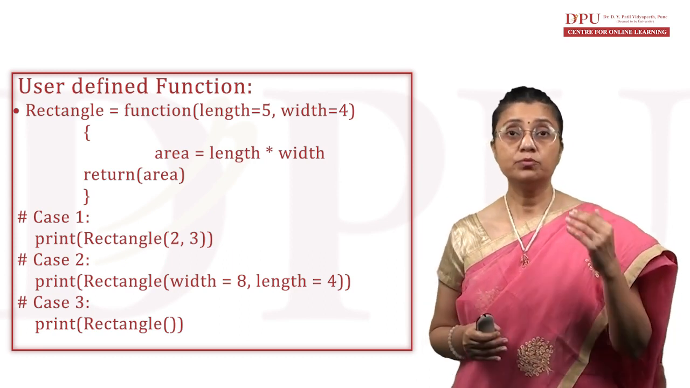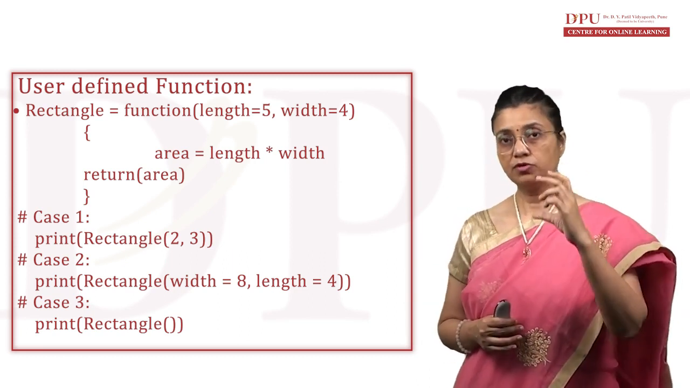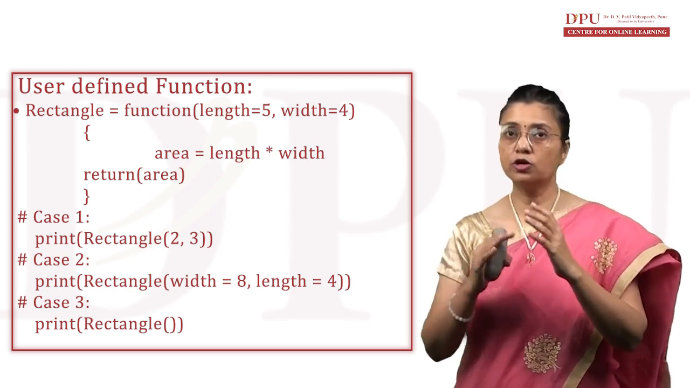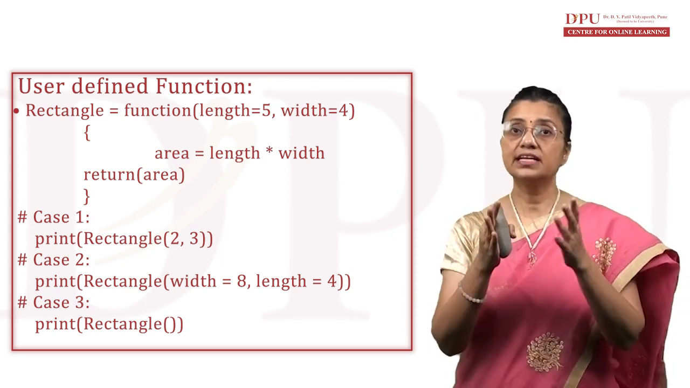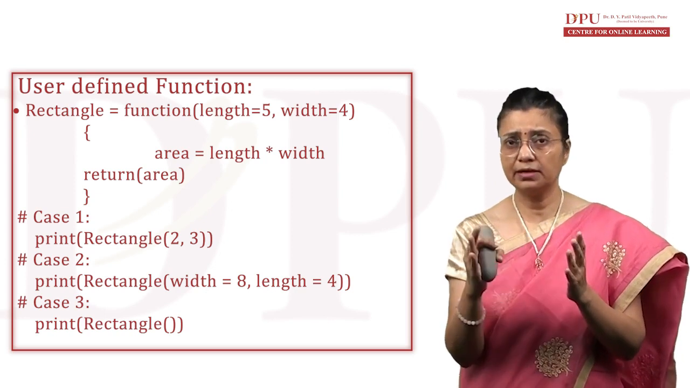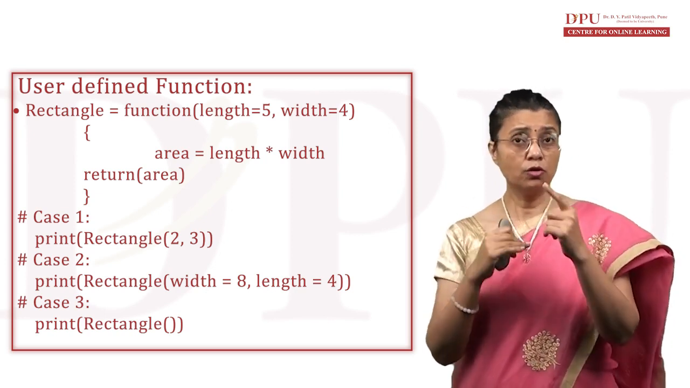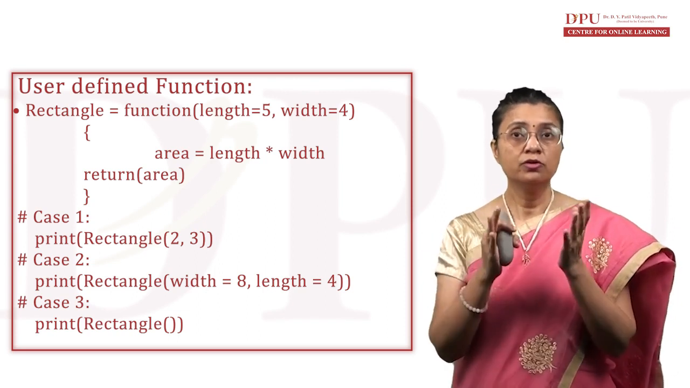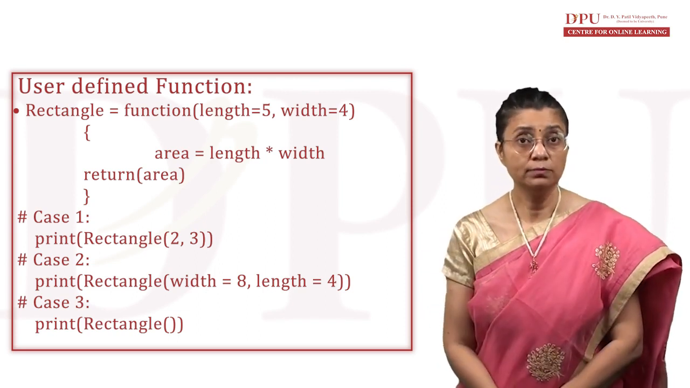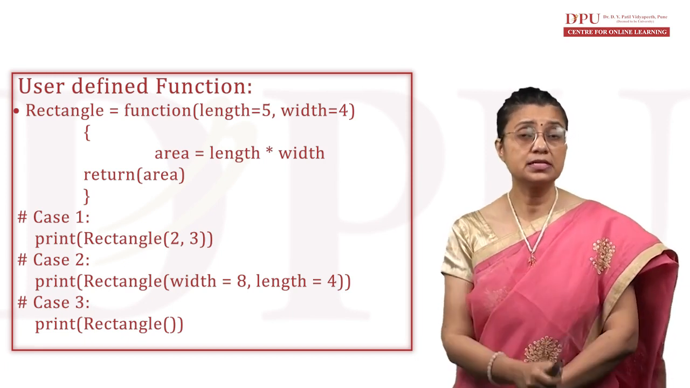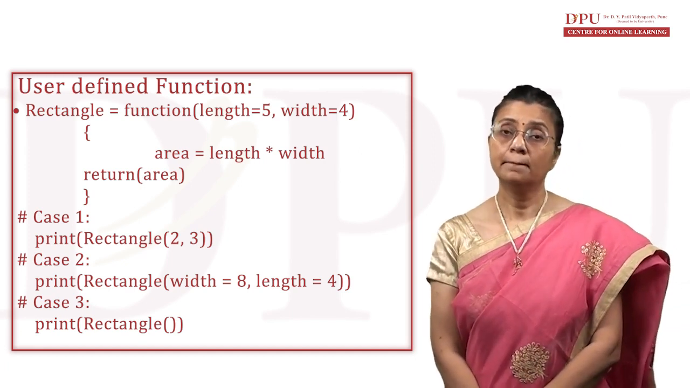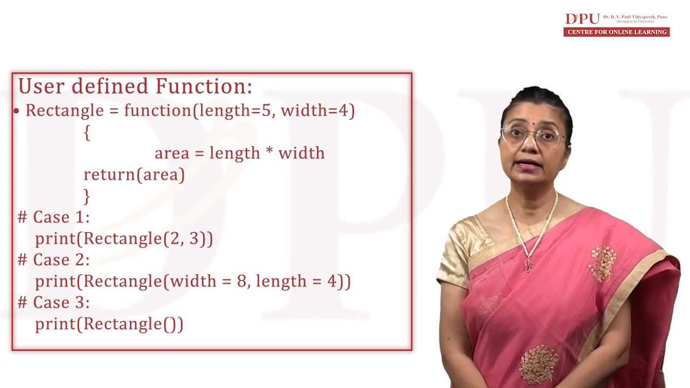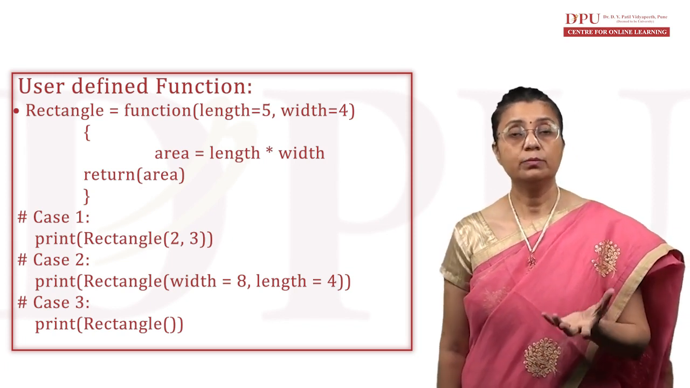So mainly I am using the function in 3 different ways. In the first way, I am passing the values and automatically 2 will become length and 3 will become width. In the second case, I am explicitly writing the variables that width is 8, length is 4. So if the order is different, that is not an issue. Width will be taken as 8 and length will be taken as 4. And in the third case, I am not passing any values, and in that case, whatever default value is given over there by default, that will be taken and the area will be returned, and that area will be captured by the print command and it will be printed on the screen.